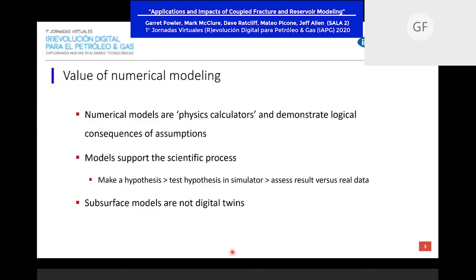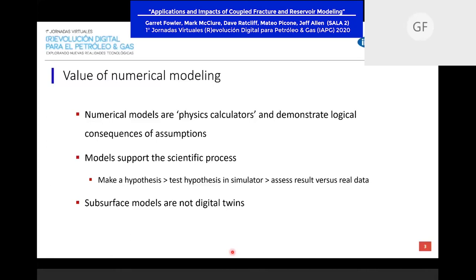And that's because models are physics calculators and demonstrate the logical consequences of the assumptions that we put into the model. So there is a set of equations that the model must obey. And if we put in our assumption of permeability or porosity or saturation or compressibility, we then see the consequence of that assumption. And while we may not be able to dial into the exact parameter with a 1% uncertainty, we can discard data that we can clearly evaluate as erroneous.